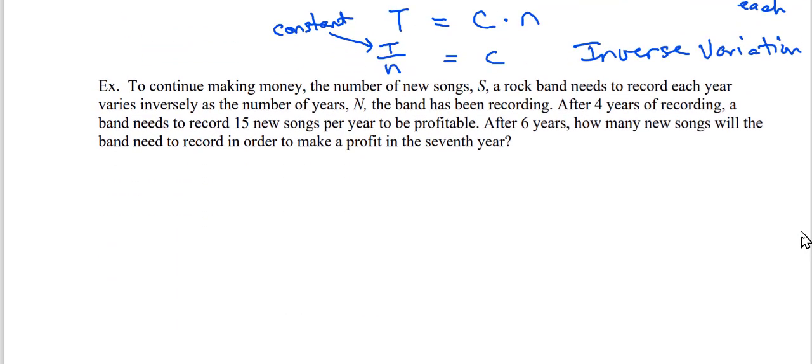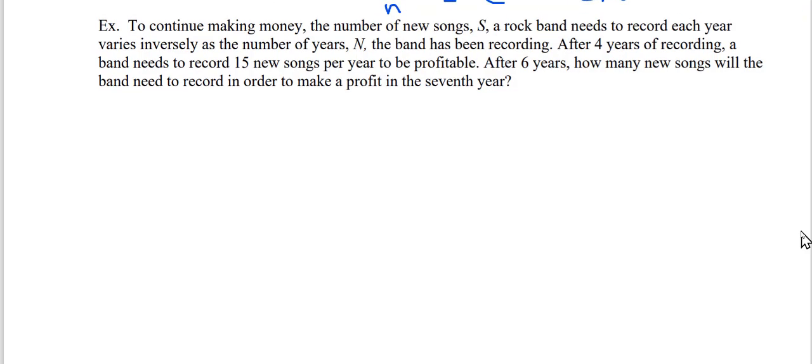Let's look at an example. To continue making money, the number of new songs S a rock band needs to record each year varies inversely as the number of years the band has been recording. Let's write that relationship. If it varies inversely, the number of new songs S varies inversely as the number of years N the band has been recording. So we're going to use that proportionality constant K. Hopefully that kind of makes sense, right?